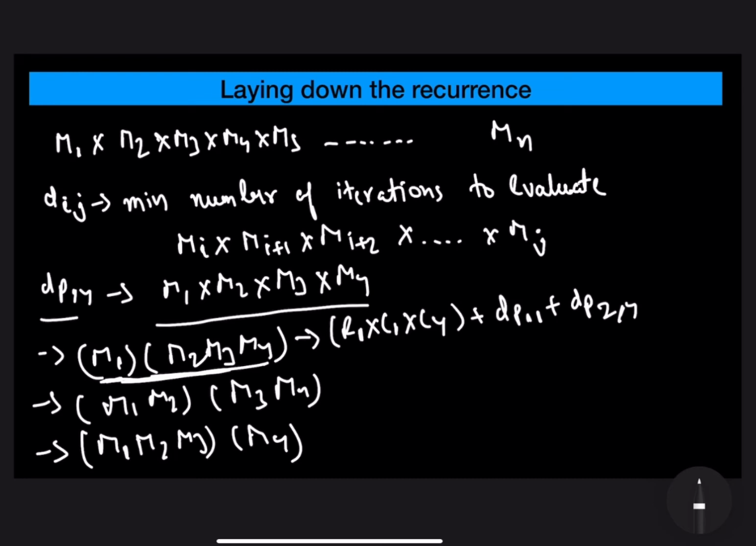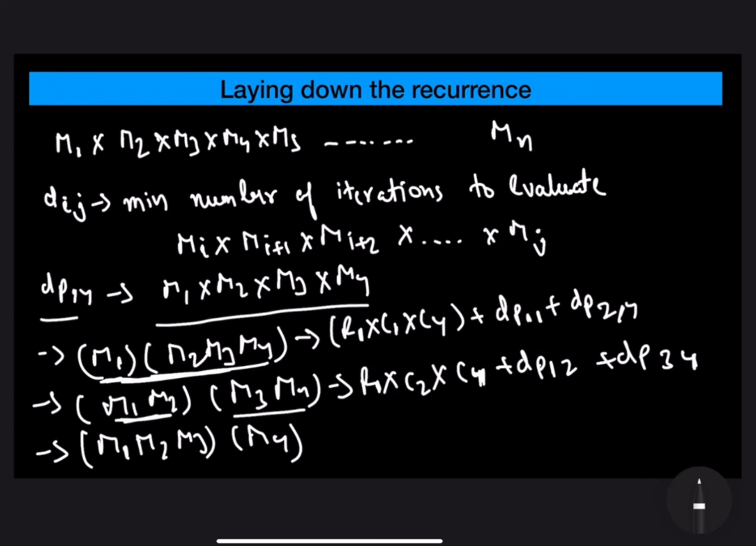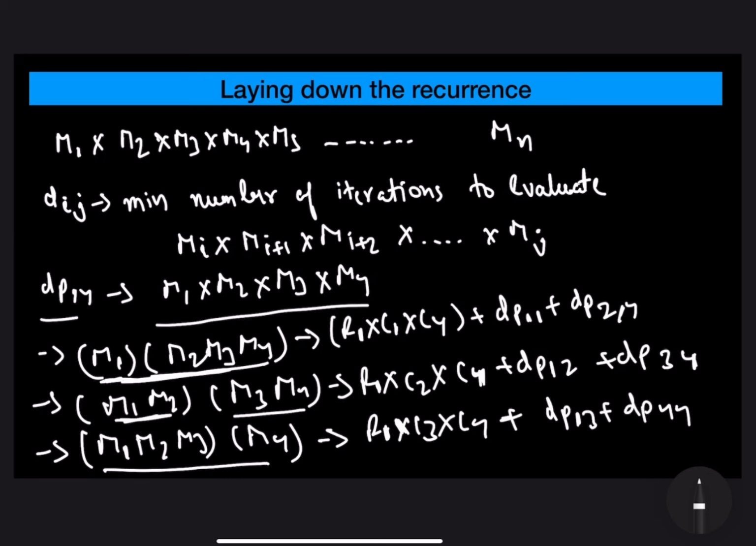In the same way, the number of iterations to compute the resultant of these two expressions over here will be equal to R1 into C2 into C4 plus dp of 1 comma 2, that is the number of iterations to compute this expression internally, plus dp of 3 comma 4. And at last, the number of iterations required to compute this expression over here will be equal to R1 into C3 into C4 plus dp of 1 comma 3 plus dp of 4 comma 4.